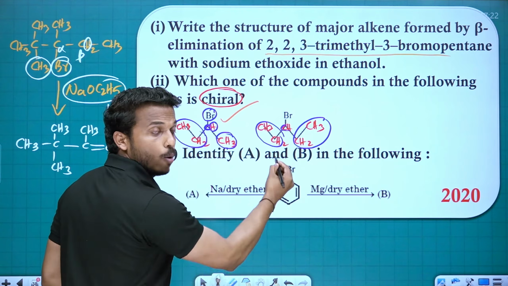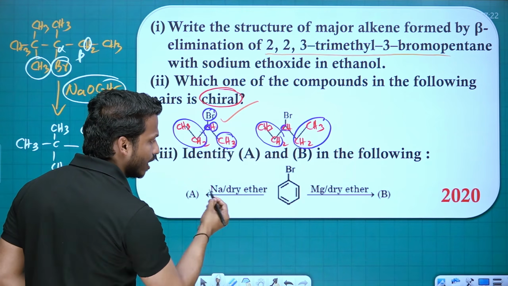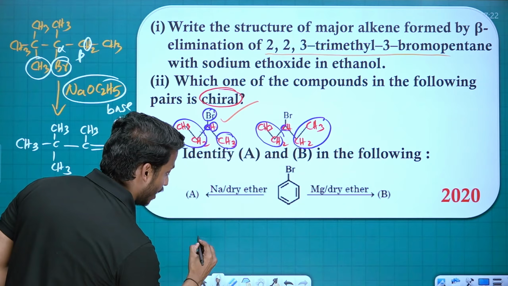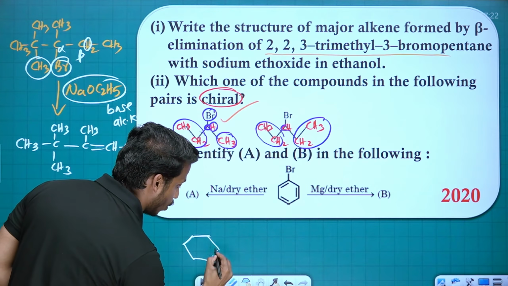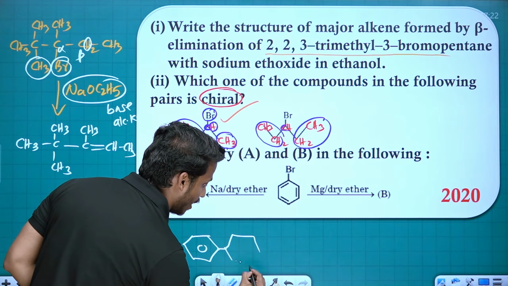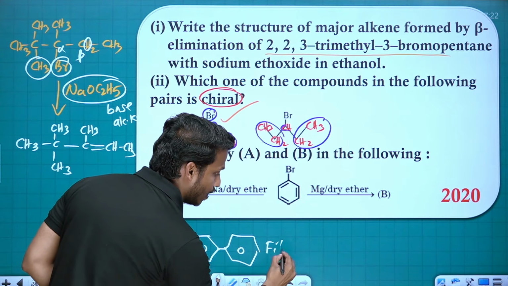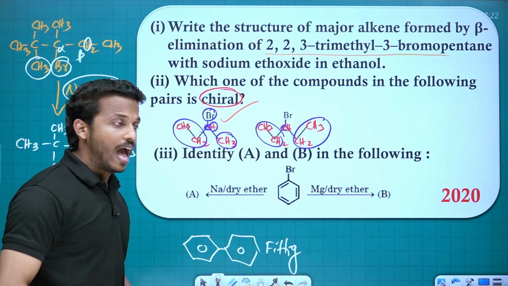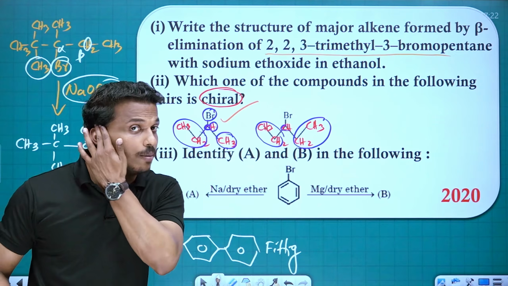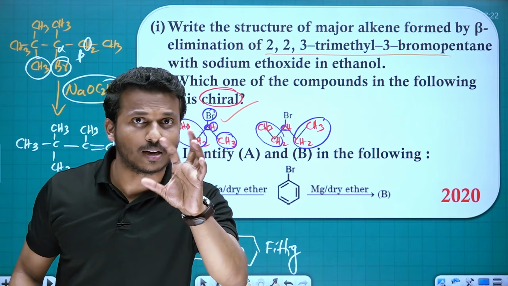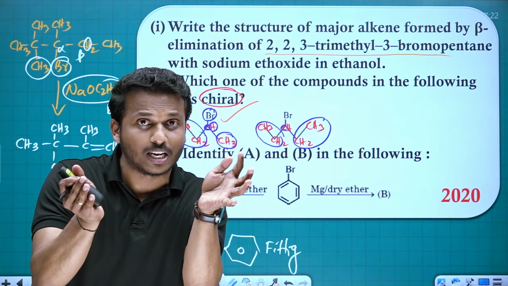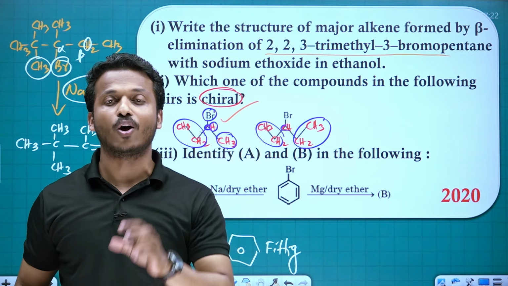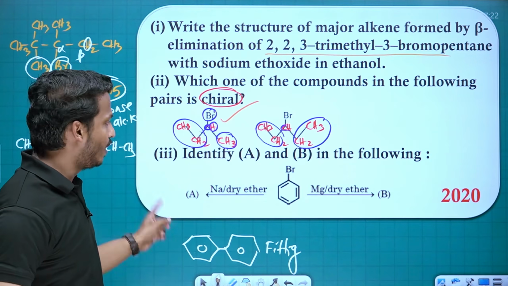What is this? Bromobenzene. Bromobenzene, when reacted with sodium and dry ether, yes, we know we get the compound called biphenyl or diphenyl. That is our Fittig reaction. Yes or no? Haloarene, when reacted with sodium in dry ether, two bromobenzenes will join. You will get diphenyl or biphenyl. That is our Fittig reaction.